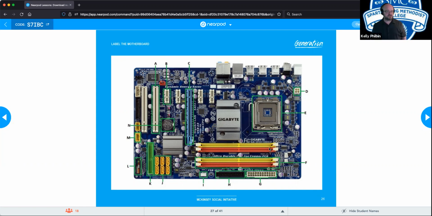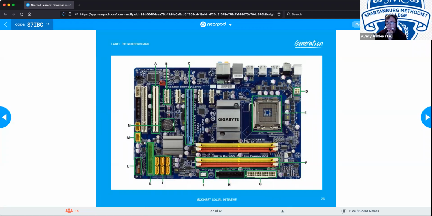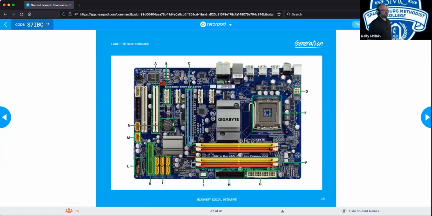Try to test your memory. What's up, Avery? You said 3 or 4? Yeah, 3 to 4 to a team, and then we will come back and have a designated person who will share out. Your room number will be your team number.